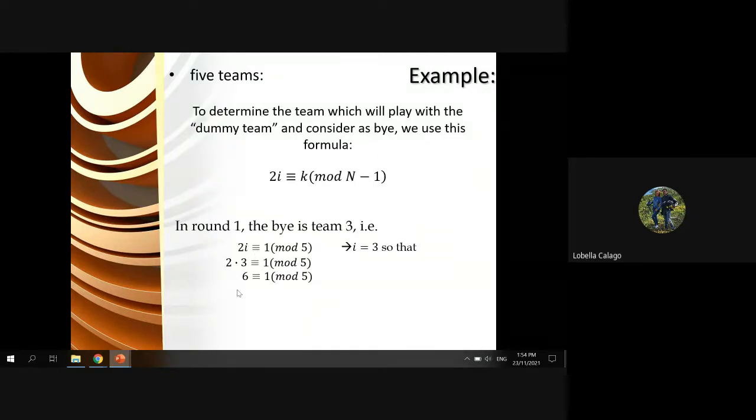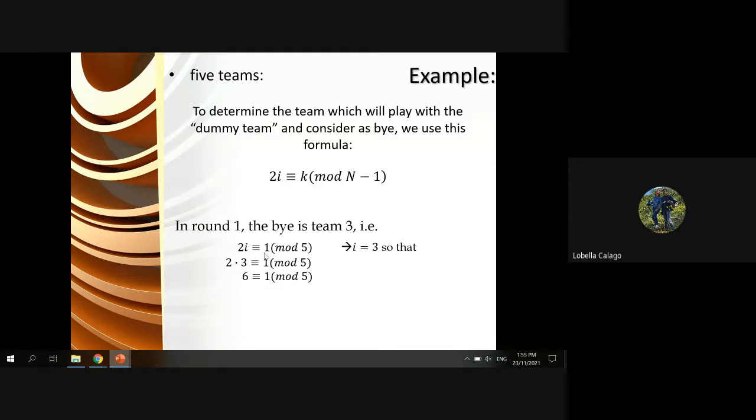Or, for example, in round 2, sino yung bye? So, 2i congruent to 2. So, round 2 na yun. 2i congruent to 2 mod 5. So, 5 plus the 2 is 7. Or, ano i-multiply natin kay 2 para magbibigay sa atin ng 2 mod 5? Automatically, the 1 itself. So, 2 times the 1 is congruent to 2 mod 5. Therefore, in round 2, the bye is team 1.